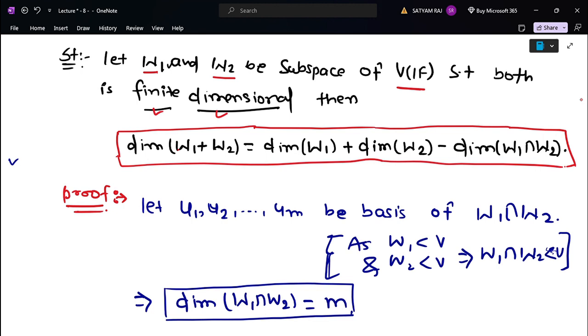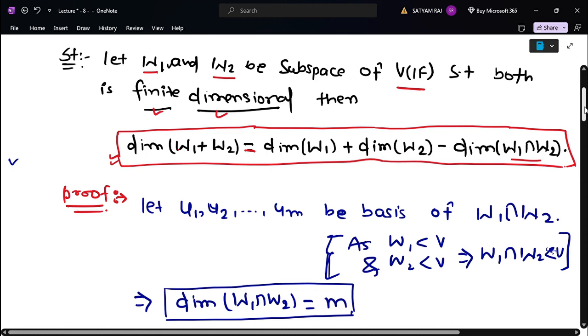We also know that W1 plus W2 is a subspace of vector space V over F. We have proved this in a previous lecture, that W1 plus W2 is a subspace and it is the smallest subspace containing W1 and W2. So the theorem says that dimension of W1 plus W2 is equal to dimension of W1 plus dimension of W2 minus dimension of W1 intersection W2. And this is also a subspace because the intersection of two subspaces is also a subspace.